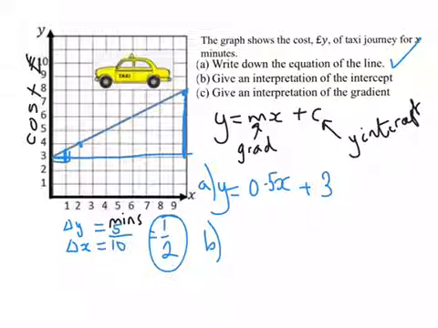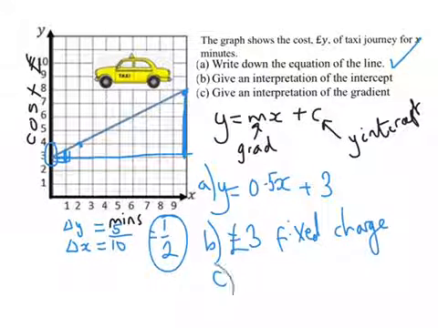So my intercept is this point 3. What does the 3 represent? Well, if I look at the y-axis, it's the cost in pounds. So it's £3, but what does £3 represent? It's how much I pay if I don't go anywhere. So if I get in the taxi, it's how much is already on the meter, £3. So it's the fixed charge. So it's a £3 fixed charge.